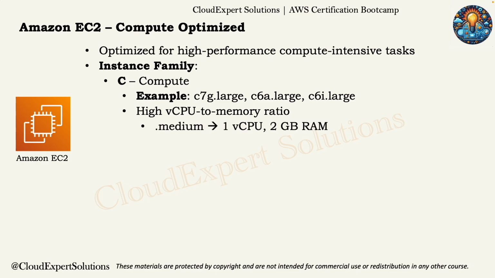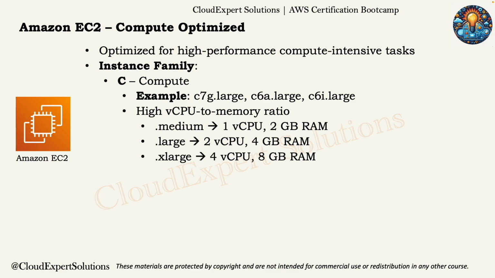As an example, for any medium instance, you will see 1 vCPU to 2 GB of RAM. Any large instance will come with 2 vCPU and 4 GB of RAM, whereas extra large will come with 4 vCPU and 8 GB of RAM.